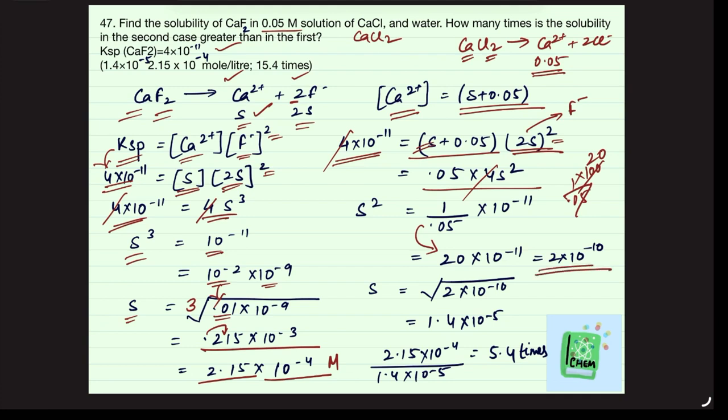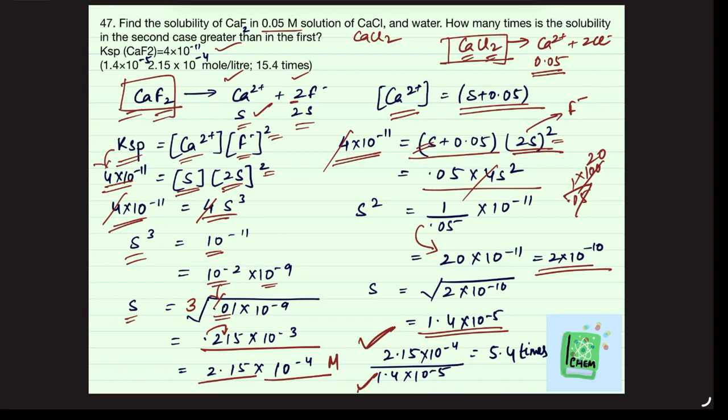So what will be the value of S? The value of S will be square root of 2 into 10 to the power minus 10, which is 1.4 into 10 to the power minus 5. So this is the solubility of calcium fluoride in 0.05 molar solution of calcium chloride. Okay? Now comparing the solubility of calcium fluoride in water, this is the solubility of calcium fluoride in water and this is the solubility of calcium fluoride in 0.05 M solution of calcium chloride.